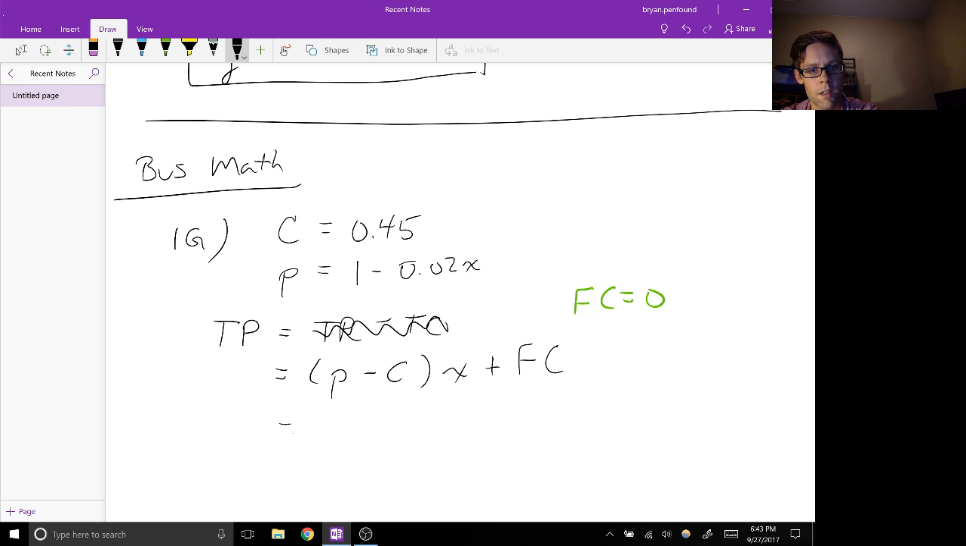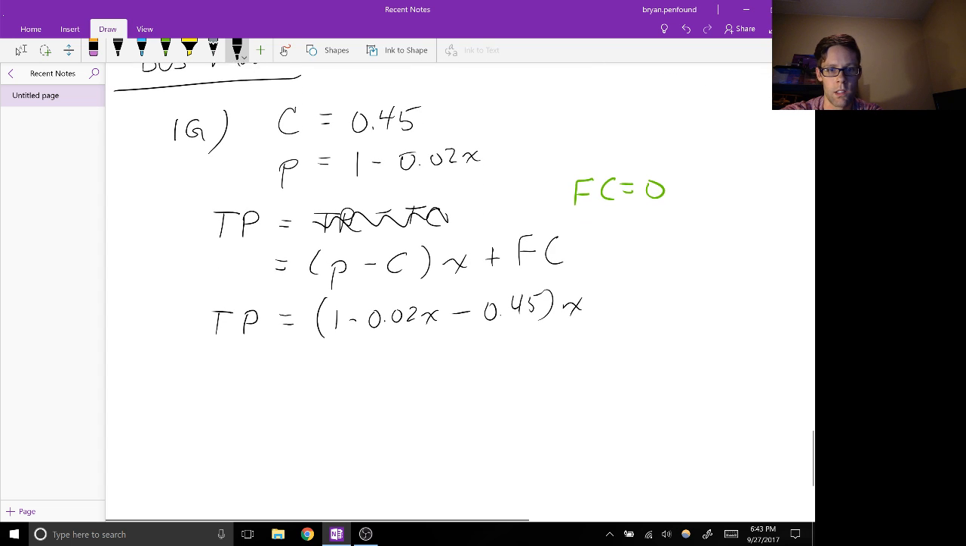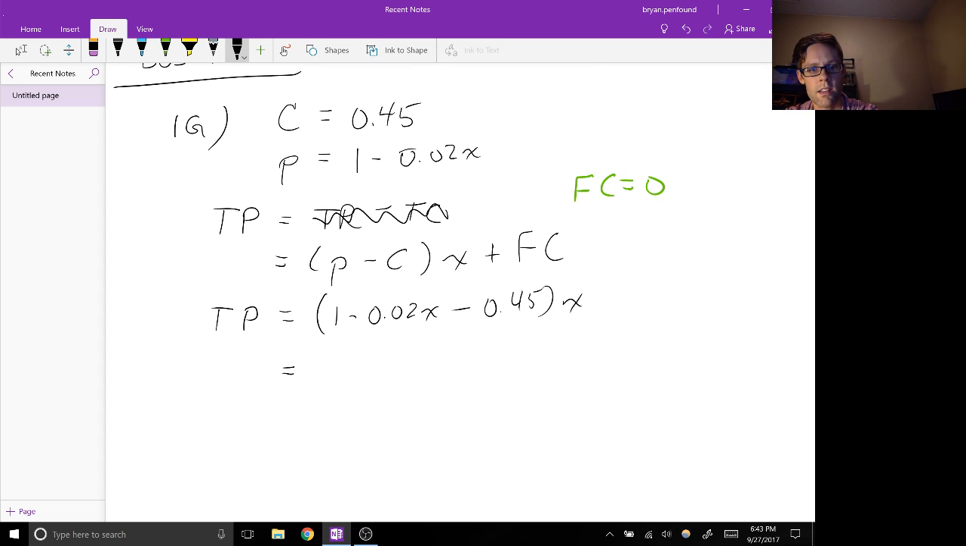So let's try throwing in P and C and see what happens. So P is 1 minus 0.02x. C is 0.45. And I need to multiply all of this by x. So this is my total profit function. So let's just expand this out. 1 times x. 0.02x times another x is going to give me an x squared. And then I'm going to have a 0.45x here at the end. So here's my total profit function.